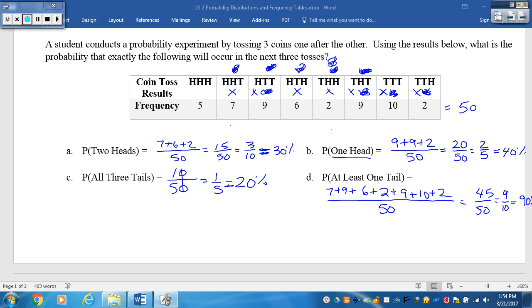But the easy way would be to go ahead and take the sum of all the relative frequencies, which we know would be 50 out of 50, just like that last problem. What was that letter? E. Okay? And we're going to subtract out the probability of having 0 tails. And then instead of it's at least 1, the probability of 0 tails would be right there.